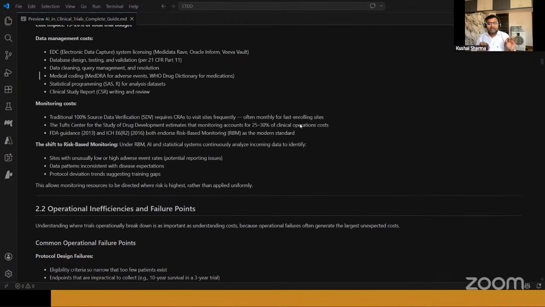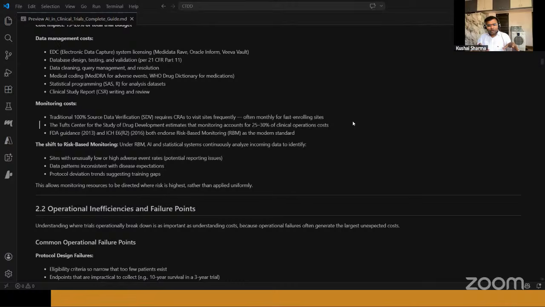Monitoring cost is traditionally 100% source data verification. It requires CRAs to visit sites frequently, often monthly for fast-enrolling sites. The Tufts Center for the Study of Drug Development estimates that monitoring accounts for 25 to 30% of clinical operation costs. FDA guidance 2013 and ICH E6(R2) 2016 both endorse risk-based monitoring as the modern standard.